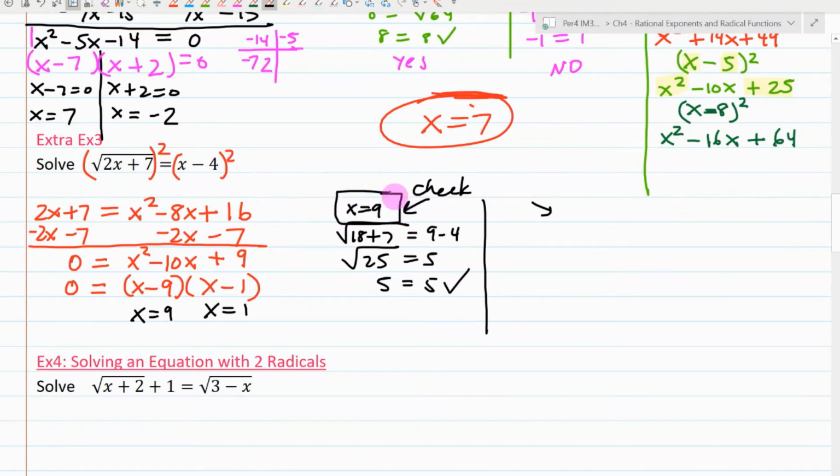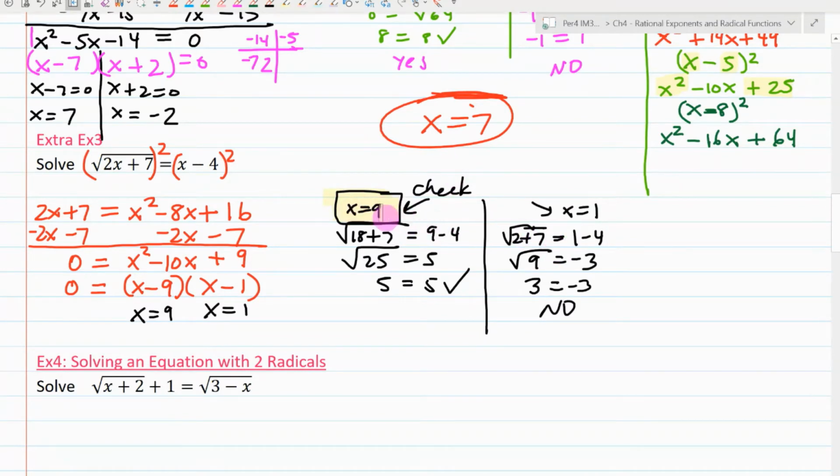9 is fine. And then I'm going to check x is equal to 1. So the square root of 2 plus 7 equals 1 minus 4. The square root of 9 is equal to negative 3. No. So the only answer that I have is 9.